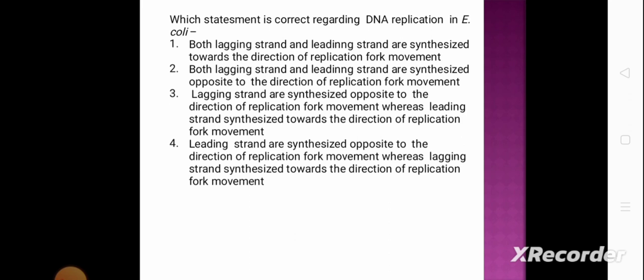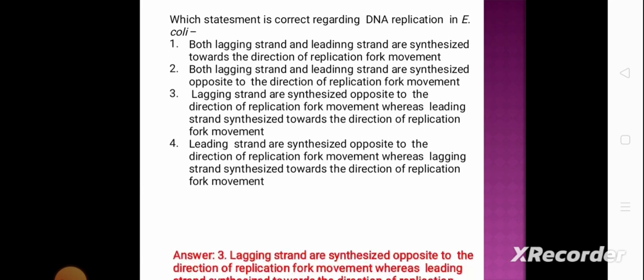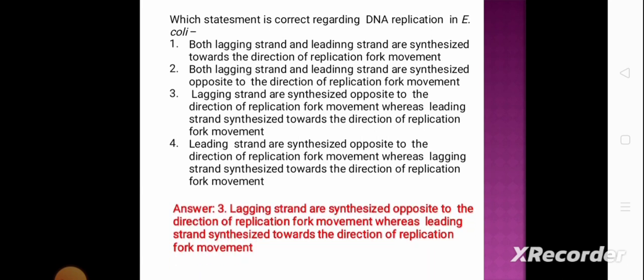And option 4 is leading strands synthesized opposite to the direction of replication fork movement, whereas lagging strands synthesized towards the direction of replication fork movement. The correct answer will be option 3, that is lagging strands synthesized opposite to the direction of replication fork movement, whereas the leading strands are synthesized towards the direction of the replication fork movement.